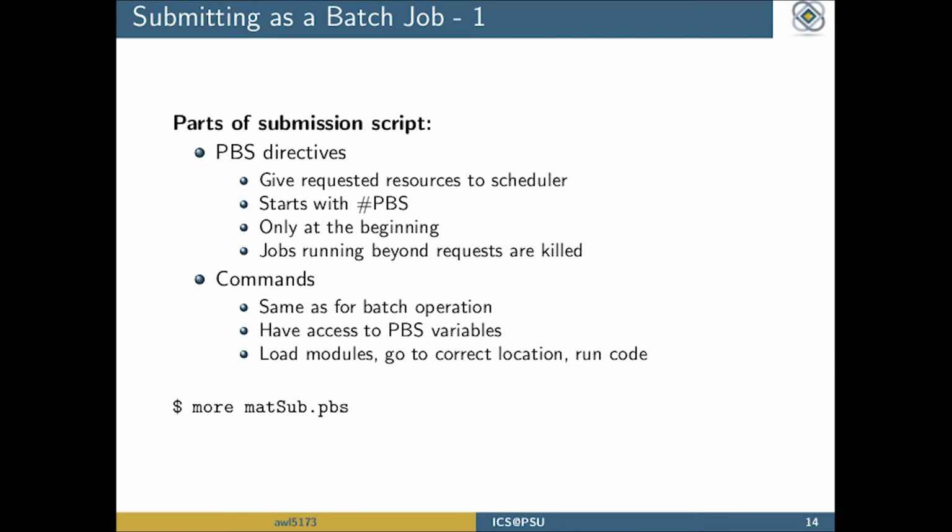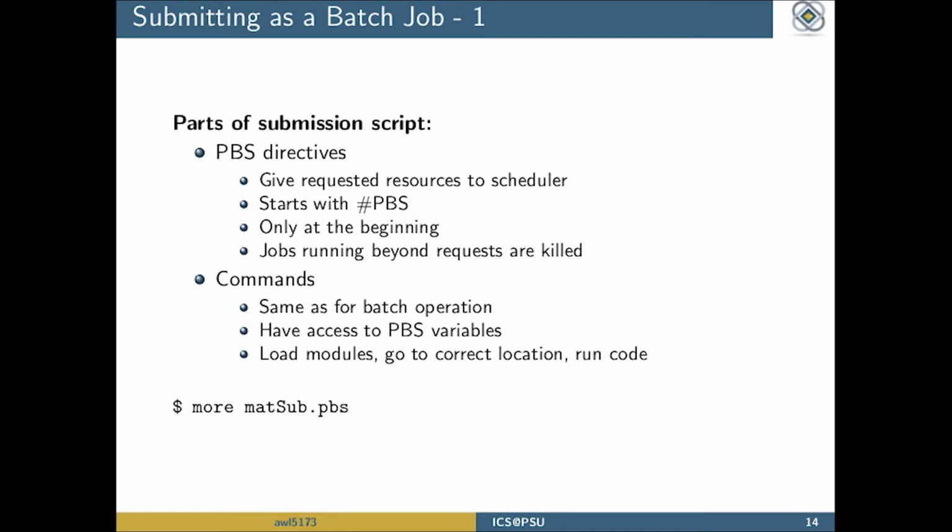The second part of the submission script are the commands. You'll notice that when we look at this, these are very similar to what we've been using before. They're the exact same as what you have done for the batch operation in the previous example. The one difference is that you do have access to the PBS variables. When your job starts, several environment variables will be created based on the job itself, and we're able to take advantage of these. Our basic commands are to load the right modules, go to the correct location, and then actually run what we're trying to do.